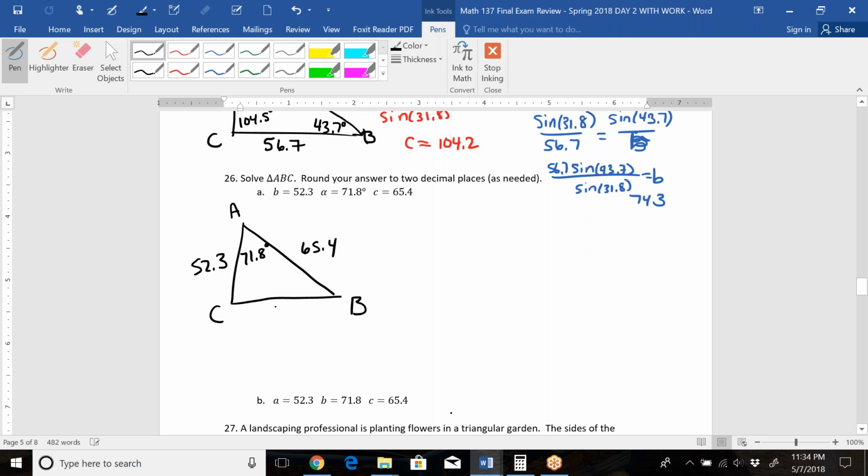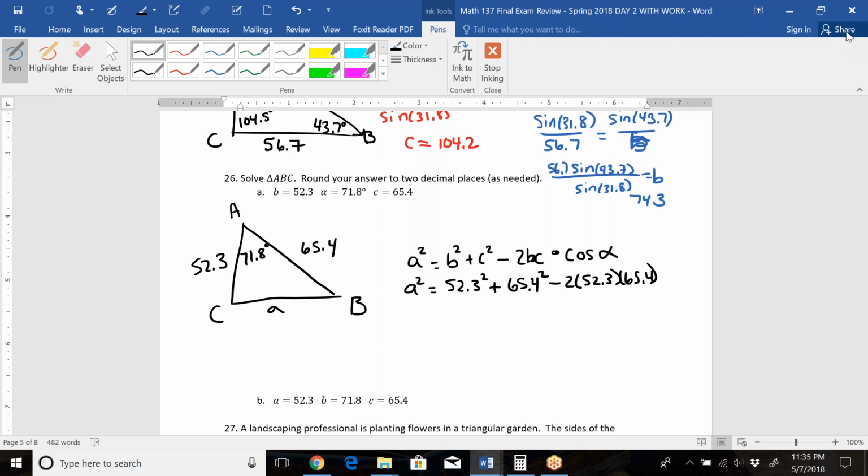We know all three sides on the next part, b. This is still a law of cosines because we don't have any way of finding the side across from this or either of these two angles. So we're going to be looking for the formula for law of cosines that has a by itself. So that's a squared equals b squared plus c squared minus 2bc, and then times the cosine of the alpha, the angle that is across from the little letter that's over here. So this is a squared equals b is the 52.3 squared plus 65.4 squared minus 2 times 52.3 times 65.4 times cosine of 71.8.